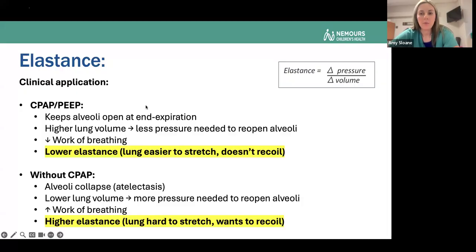So just to drive the point home, in preterm infants, surfactant deficiency leads to high elastance, meaning the lungs are stiff and resist expansion. What that translates to is that even when you apply pressure, you only get a small change in volume. So the lungs are difficult to inflate. And importantly, they also have a strong tendency to recoil back to their original collapsed state. And that's where CPAP becomes critical and acts as a pneumatic splint.